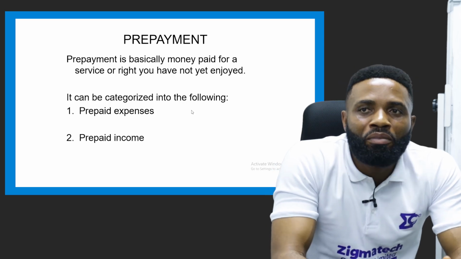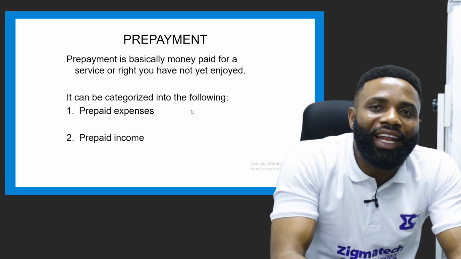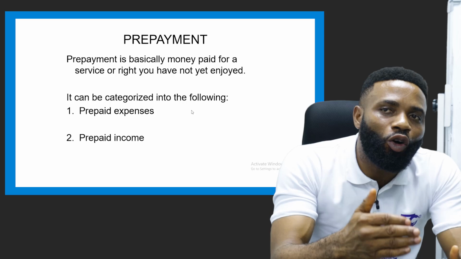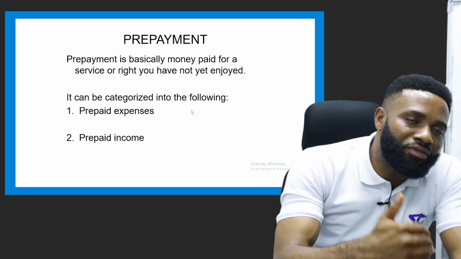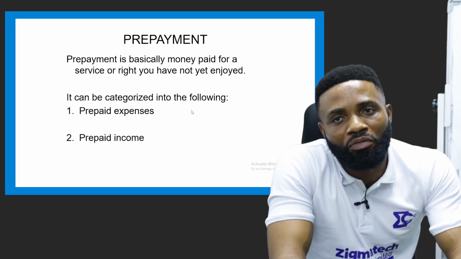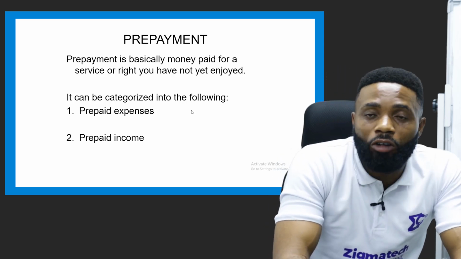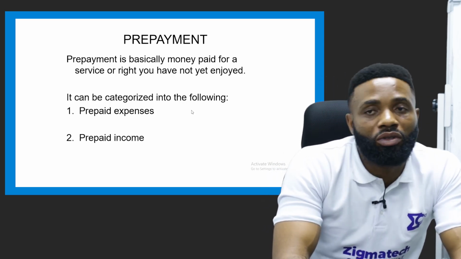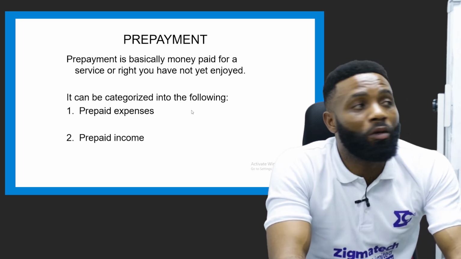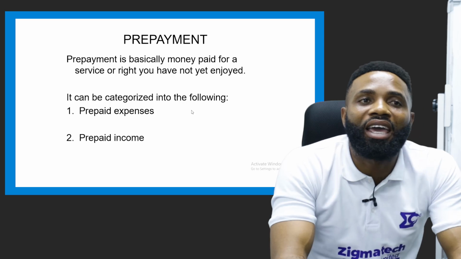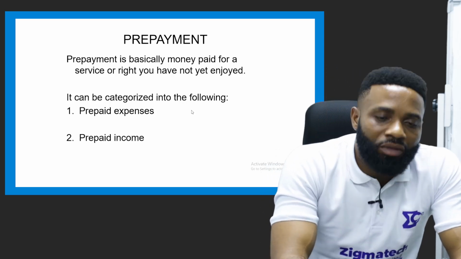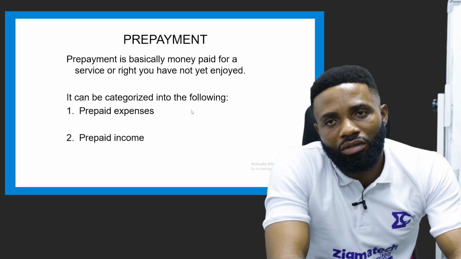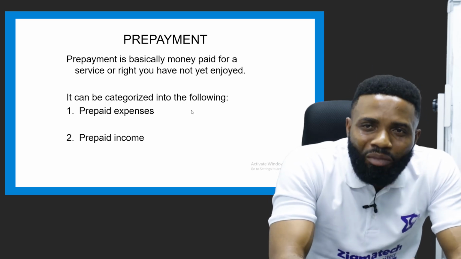So basically, prepayment can come in the form of an expense or in the form of an income. You can either pay ahead of the right, or you can receive ahead of a service. Say you are working in a company and something comes up, and you want a salary advance, what they call upfront. You want the company to pay you months ahead of the months you have worked. Like this is January now, and you want them to pay you February, March, April, 3 months. That's also prepayment.